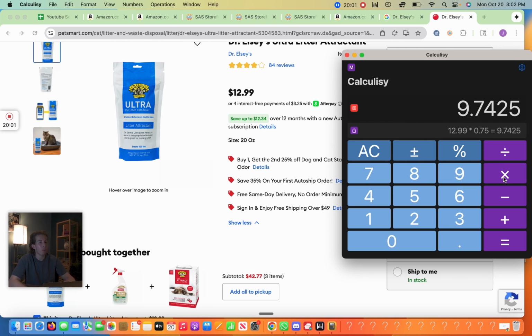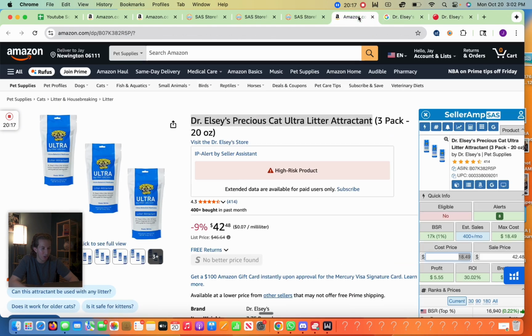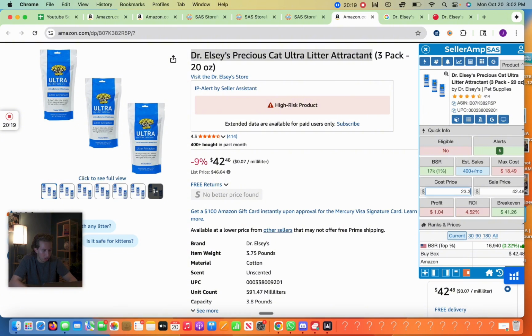And then PetSmart always runs, like once every few weeks, this is a pro tip, a 20% discount, literally for the past 4 years since I've been selling. So I know that that's going to be coming. So it would be $7.79 each, times 3 is $23.88. Is that profitable? No, it's 2% ROI. It's not even worth it.